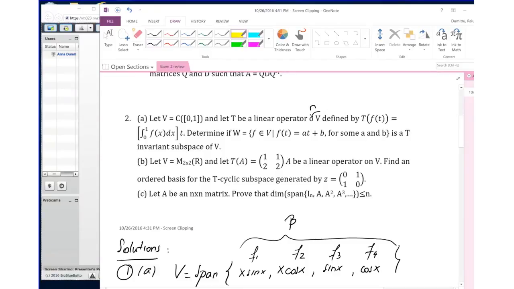And we have a subspace. You're told that it is a subspace, you don't have to check that. You only need to check whether it is T-invariant or not. So what do you do? When you want to check that something is T-invariant, you just apply T to something arbitrarily chosen in W and see what happens. So I'm going to take an element like this, at plus b, and apply the operator to that.